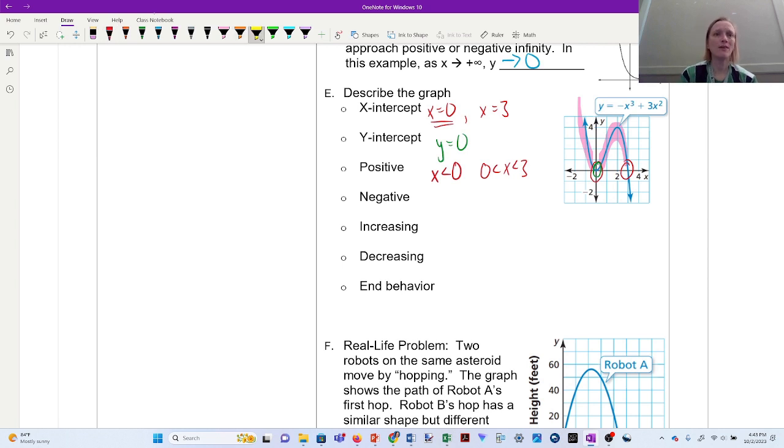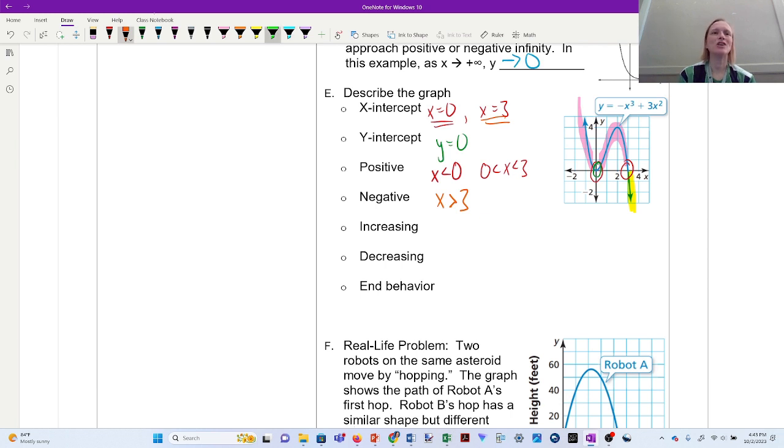In terms of where the graph is negative, the graph is going to be negative just in this region here, where we're past this intercept of x equals 3. So when x is greater than 3, that's where the graph is negative. So for positive and negative regions of the graph, be sure you're referring back to those places where the x-intercepts were.